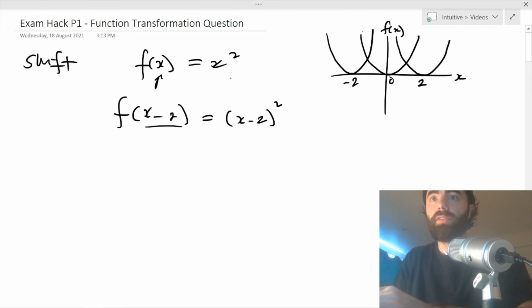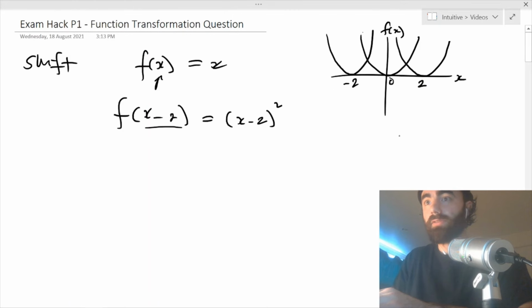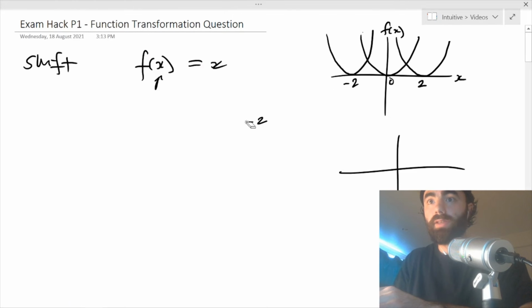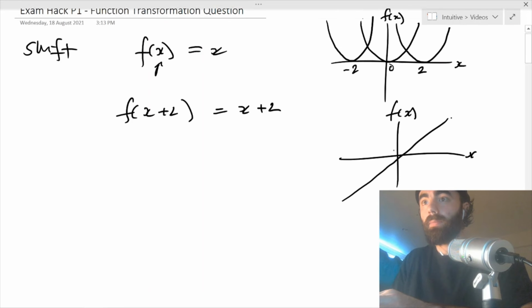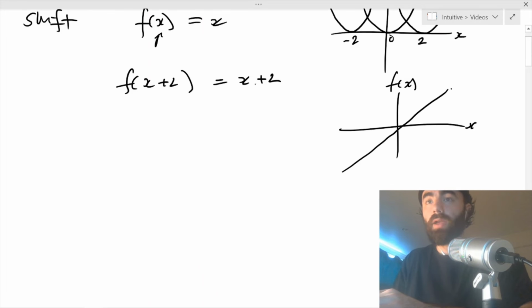Okay, like if this was x instead, well then what is f of x plus 2? Well, that just means x plus 2. So we have this y equals x, or f of x equals x here, like that. And then x plus 2, well now this has just shifted it, our x plus 2 line. Look, what does this line look like?